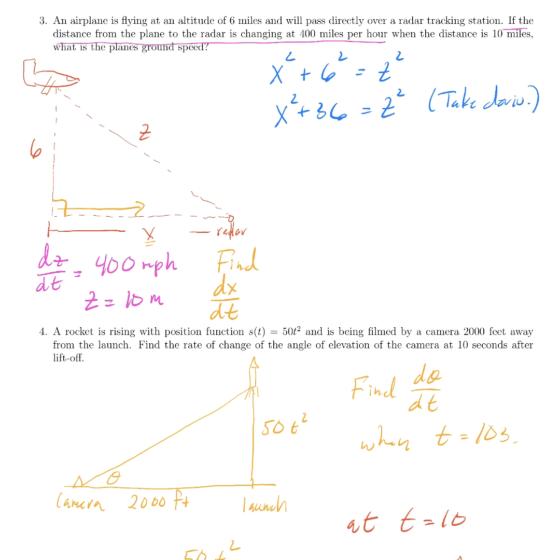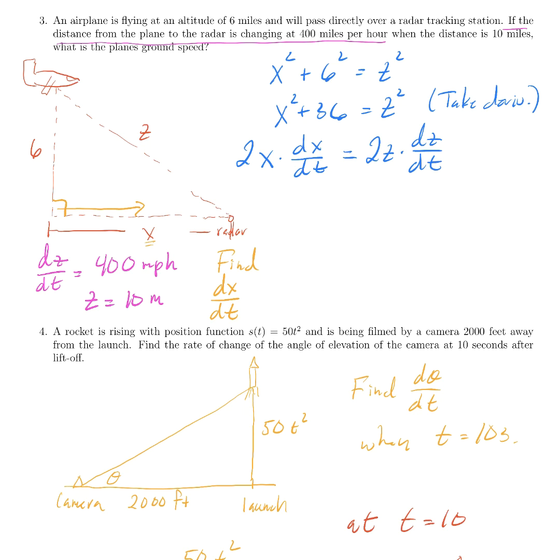Derivative of x squared with respect to time. Again, we're going to need the chain rule. So the 2 comes down, we go to 1 less power. We multiply by the derivative of what's inside. And now the derivative of 36 with respect to time is just a constant, so its derivative is 0. And similarly, the derivative of z squared with respect to time is 2z times the derivative of z with respect to time.